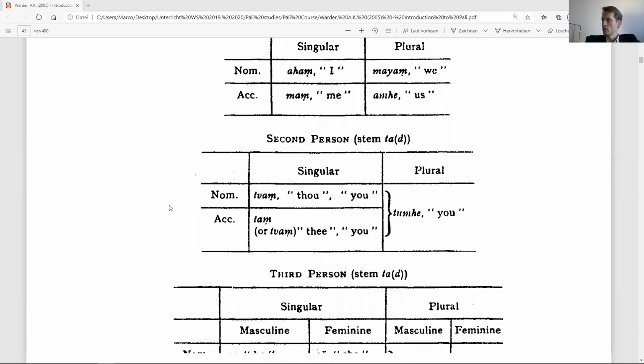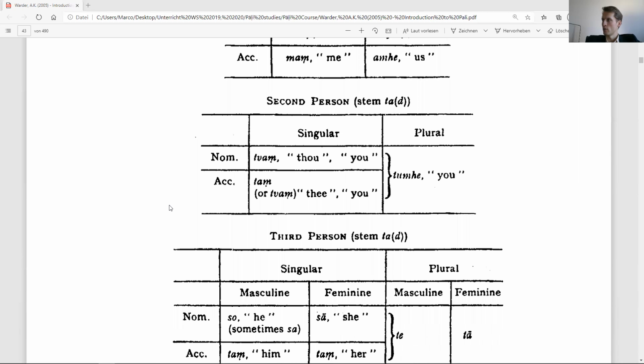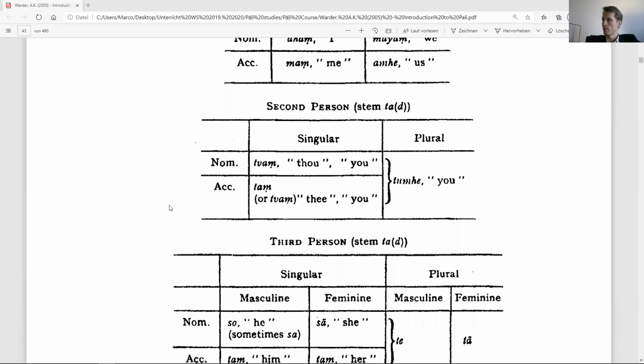The second person personal pronoun is ta or tat. And here we have tvam, thou or you, tam or tvam, thee or you, and in Bahuvachana in plural, tumhe, you.